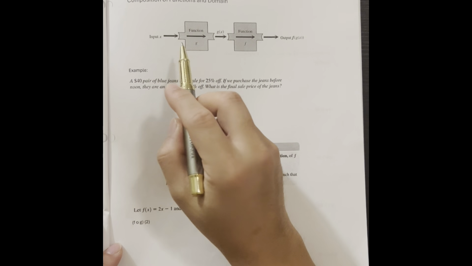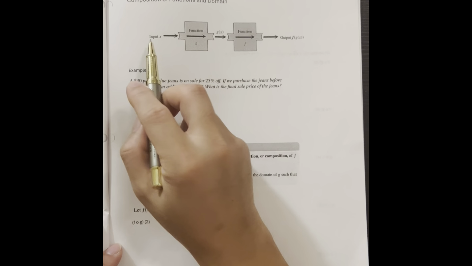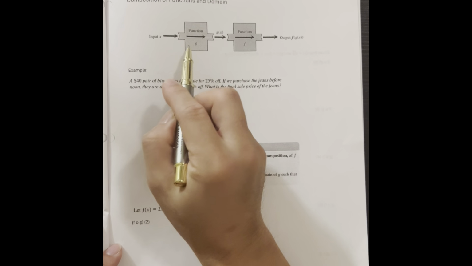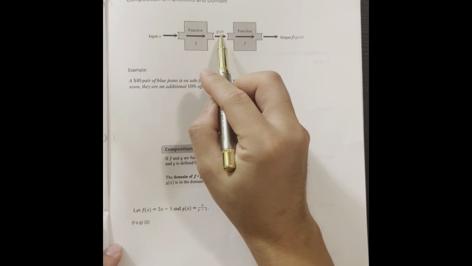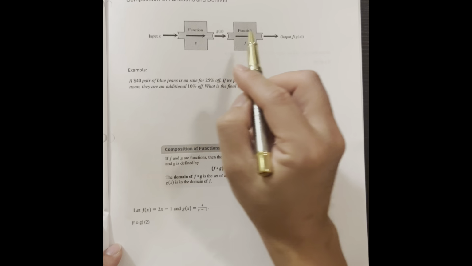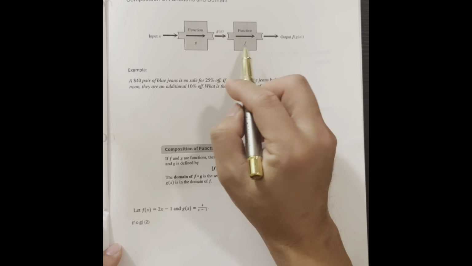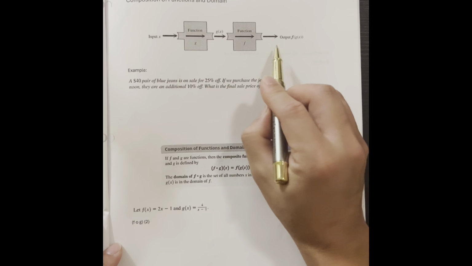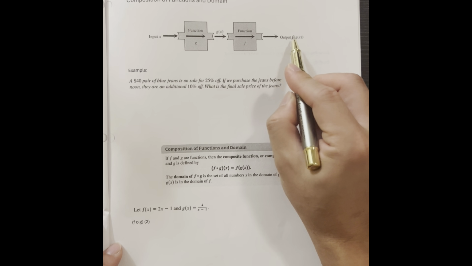Composition of functions is basically a function of a function. A function is like a machine. You input a variable x into this function g. The result is g of x. And this g of x is used as the input of this other function f. So the result is the function f of g of x.